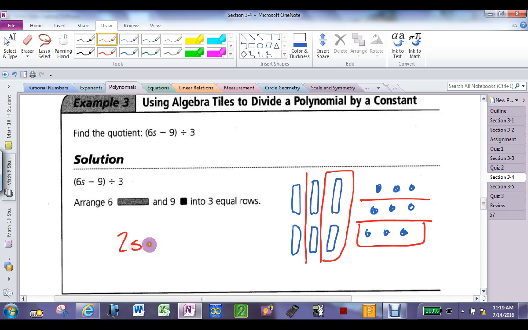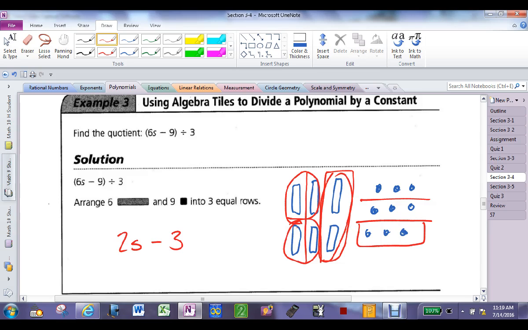2s minus 3. Done. How'd you get 2? I had 6 s's, and I cut them into groups of 2, because I divided them into 3 equal groups. Okay? I also could have done this. 1 group of 2, 2 groups of 2, 3 groups of 2. It wouldn't have mattered.